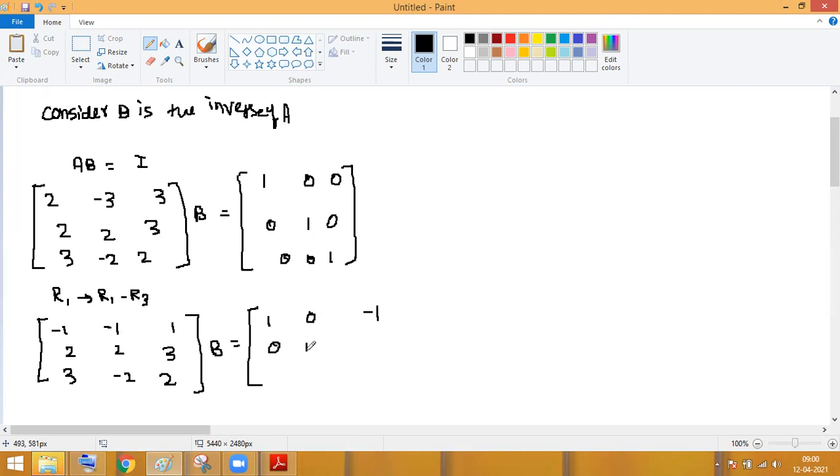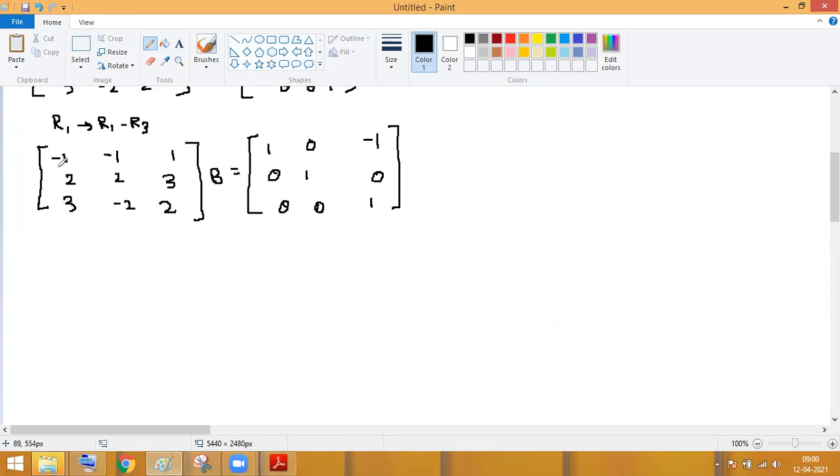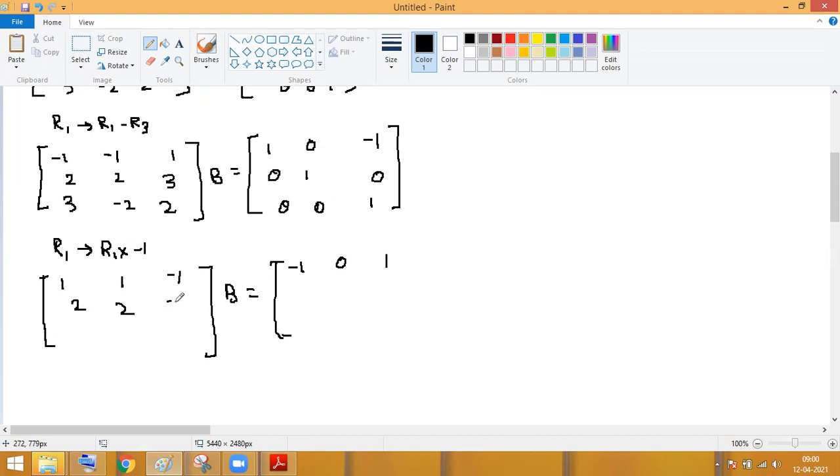After that 0 1 0 0 0 1. So this is the first step. Now if I want to make this equal to 1, I have to multiply with -1. So R1 tends to R1 into -1. So what will we get here? We'll get 1, 1, -1. Then B will get here -1, 0, 1, 2, 2, 3, 3 minus 2, 2. What about here? 0, 1, 0, 0, 0, 1.